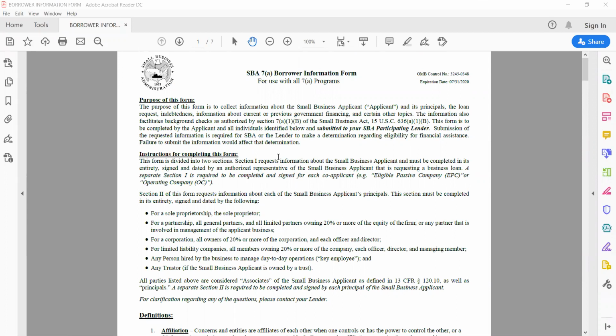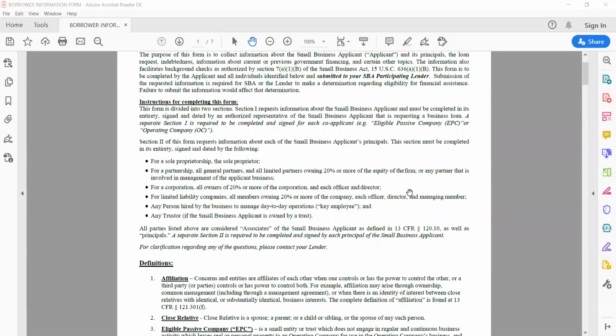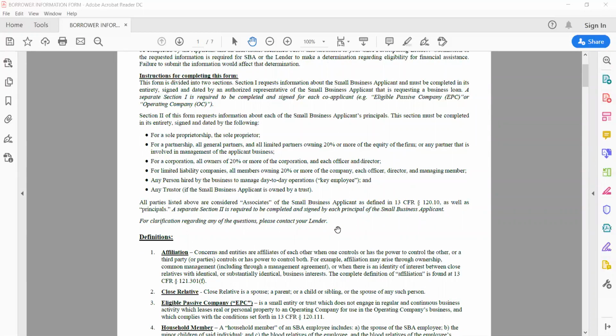Okay, the purpose of this form really is to collect additional information about the business and its partners, members of the company, to help determine the eligibility for financing assistance. There are some situations where you may not be eligible for the SBA financing. And so this helps gather some of that additional information.